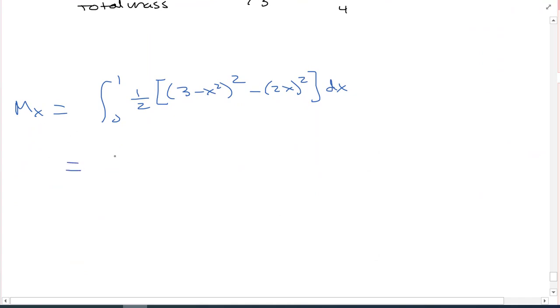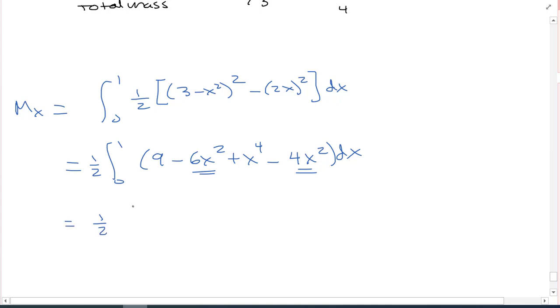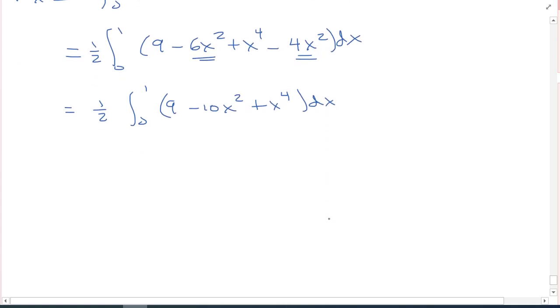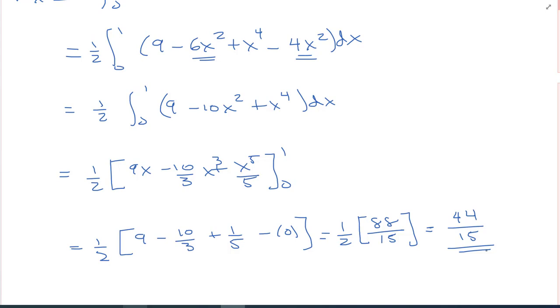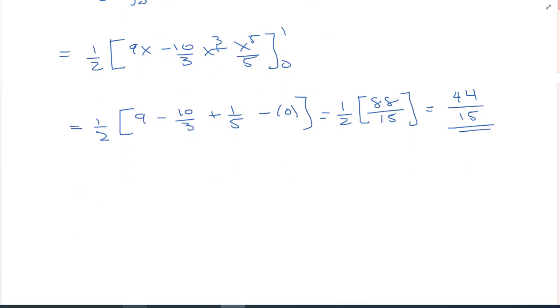Okay, so let's work this out. I'm going to take the 1/2 out. So 0 to 1, square this out. So we're going to get 9 minus 6x squared plus x to the 4th minus, notice that the minus here, that's just our subtraction. We're not squaring that negative. We're squaring just the 2x. So 4x squared, dx. We can't combine like terms here. So this is 1/2 the integral from 0 to 1 of 9 minus 10x squared plus x to the 4th. And so go ahead and solve this integral, and what we'll get is 44/15 after you complete the integral. So go ahead and make sure that you do the integral on your own and make sure that you get 44/15.